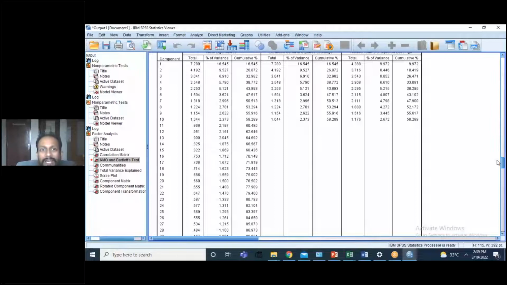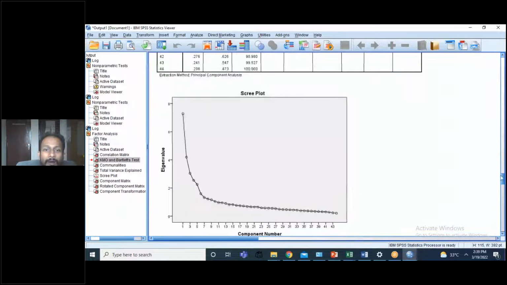It is a data reduction technique, which we use to reduce the number of variables from 50 to 5, or 50 to 10, or whatever it is, based on the eigenvalues. In factor analysis, we are reducing the number of variables based on the interrelationship between the variables. Once we have reduced it, we will get it in the form of components.